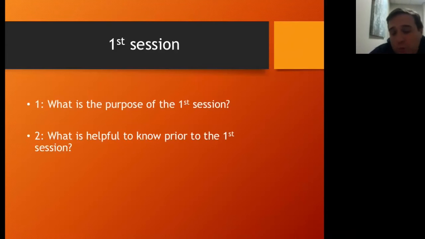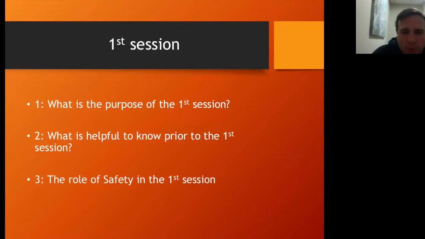What's helpful to know prior to the first session? For each of your agencies, I want you to think about number two in relation to your clients and your work. What would you want to know prior? Like what type of collateral information would be helpful? Because sometimes we can think of our agencies as, we're just sort of stuck. This process is how it's always been, but we can push for things.